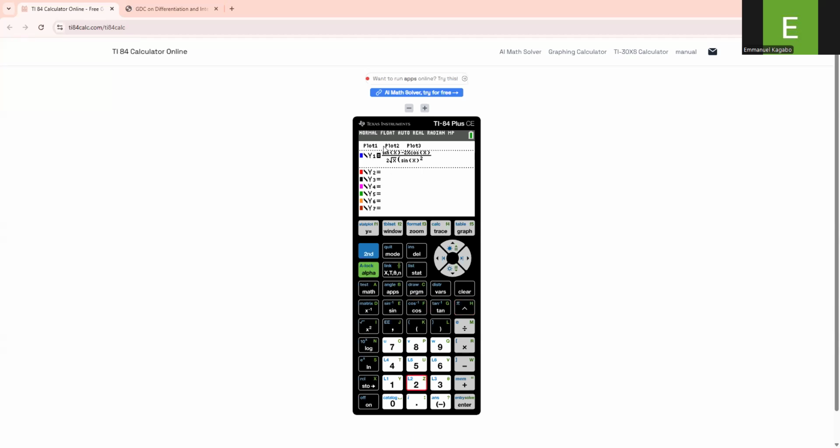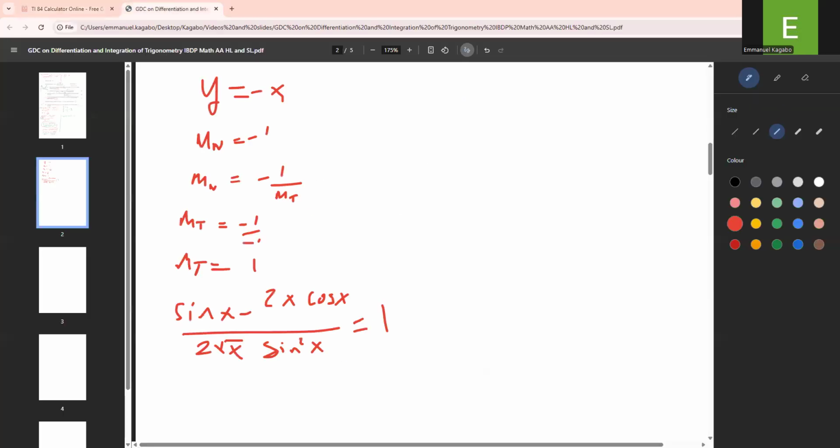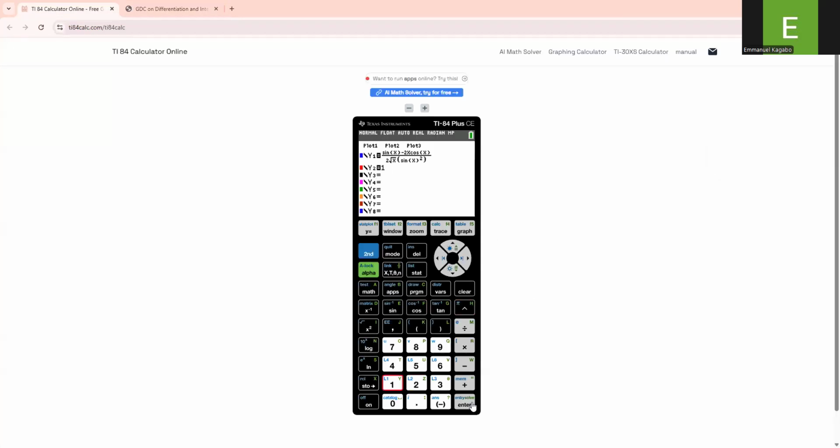Do I have sine x minus 2x cos x? So it is very important in the exam to double check. 2 square root of x, then sine x squared. Can I sketch the graph now? Okay, but I need to put there y equals 1. That is my second function because I have two functions here. I have this one equals 1. So when you sketch your graph, what happens?